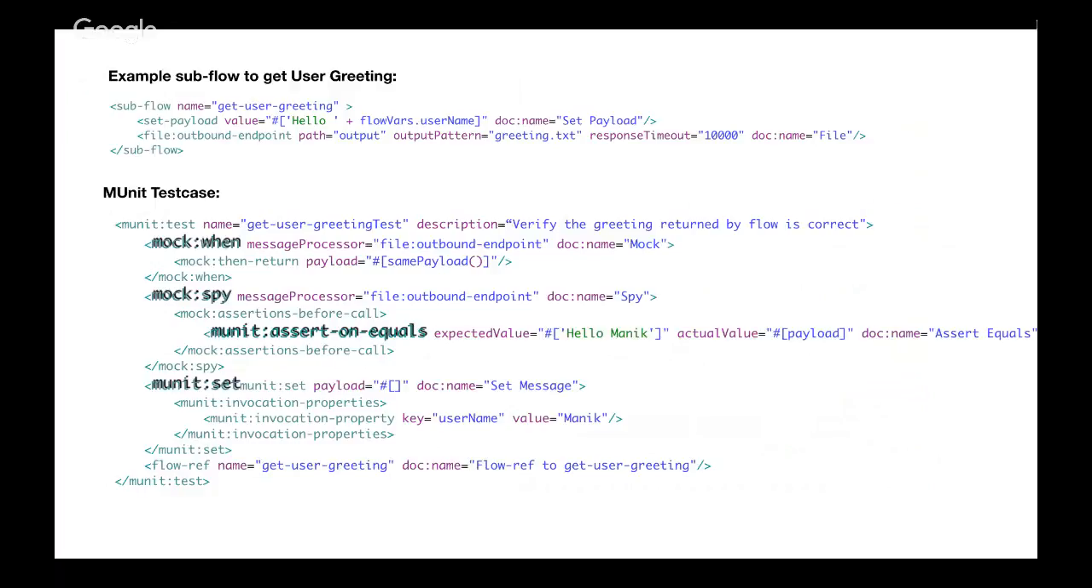Then assert equal, that is the one I was mentioning earlier, where you have nice built-in assertions, where you can specify what values you are expecting at that point. MUnit set is another part where you can set your dummy test payloads to verify during your testing. So this is a sample of an MUnit test case.